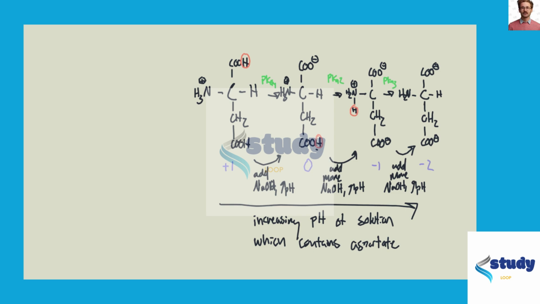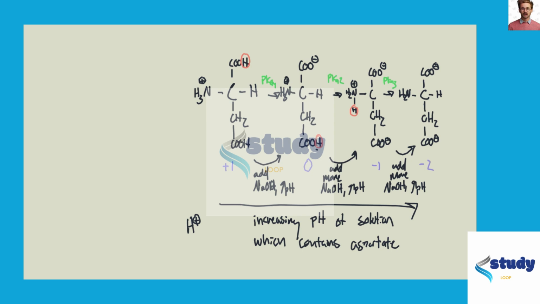This is a chart showing us that as we increase the pH of our solution, the charge of our molecule will change, because the more basic our solution is, the fewer protons will be retained by our molecule. Protons are, if you recall, H plus, which is why each time that we lose one, our charge goes down. We lose another one, our charge goes down. We lose another one, our charge goes down.